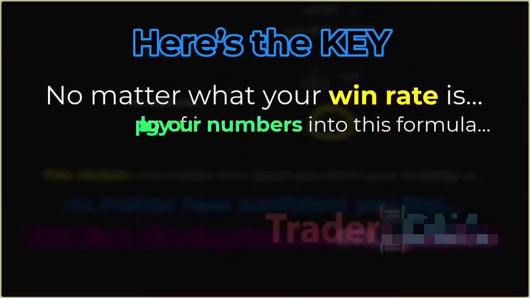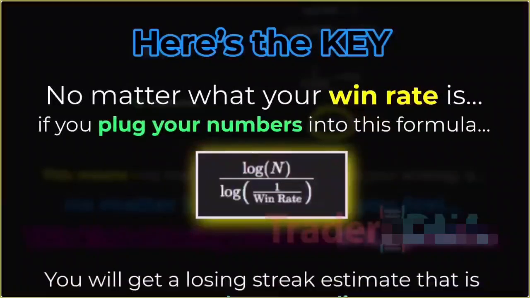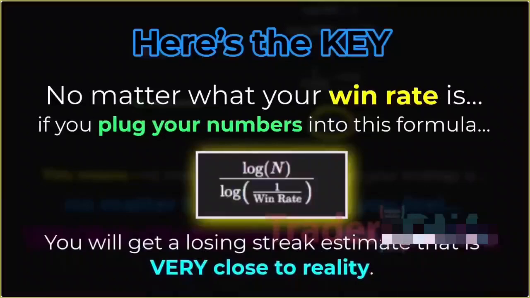And now here's the key. No matter what your win rate is, if you plug your numbers into this formula, you will get a losing streak estimate that is very close to reality. Again, this is not an exact number. This is not something that will happen perfectly every time. This is a mathematical approximation. But here's the crazy part. Most of the time, it matches what actually happens in the market. Almost perfectly. And I need you to really understand this, because once you see trading through this lens, everything changes.